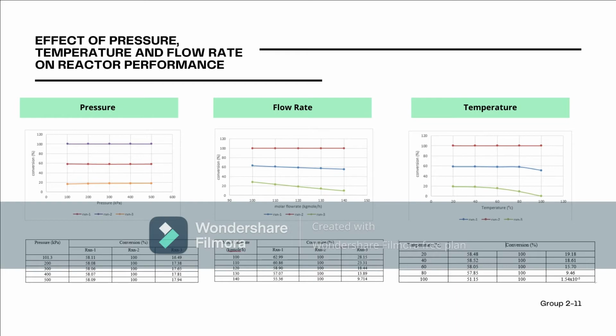Lastly, temperature ranging from 20 degrees Celsius to 100 degrees Celsius was used to investigate its relation to the conversion performance. Reaction 1 shows an increase in conversion percentage when the temperature increased from 20 degrees Celsius to 40 degrees Celsius. On the other hand, the percentage conversion seems to decrease after 60 degrees Celsius. Reaction 2 shows no change in conversion percentage as the temperature increased. As for reaction 3, the conversion performance is decreasing along with the increment of the temperature.